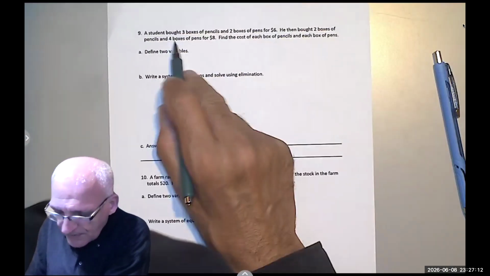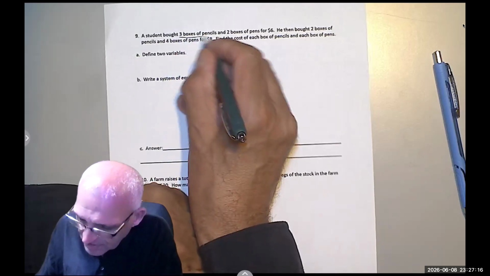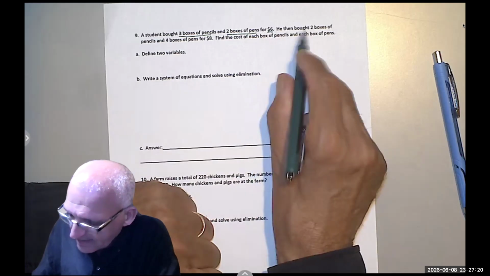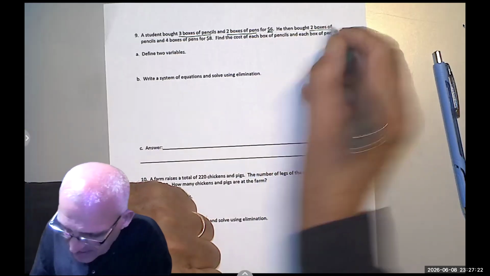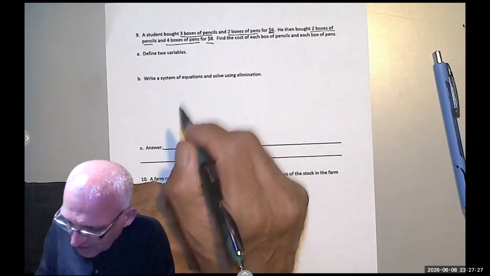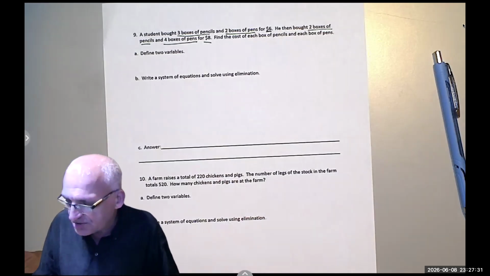A student bought 3 boxes of pencils. That's important. And 2 boxes of pens for $6. He then bought 2 boxes of pencils and 4 boxes of pens for $8. Find the cost of each box of pencils and each box of pens.